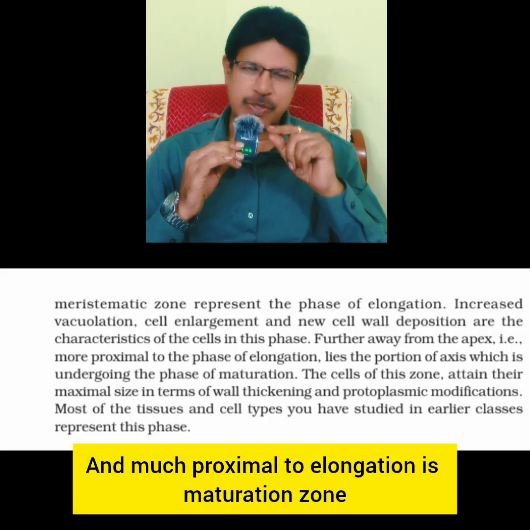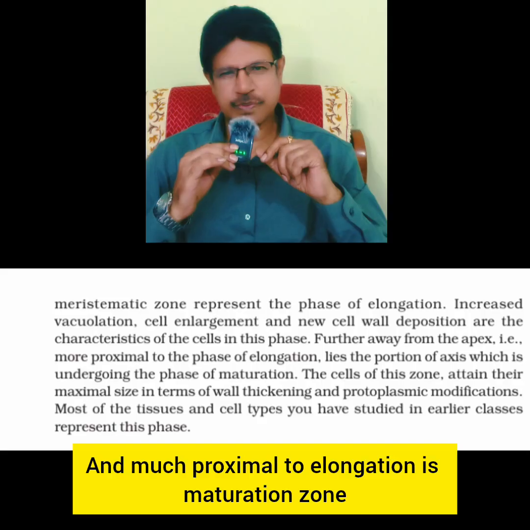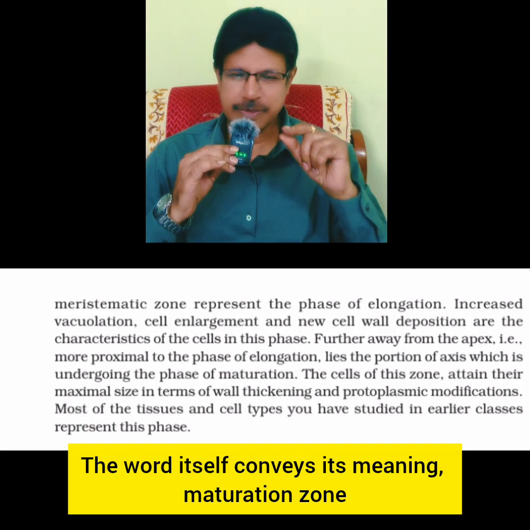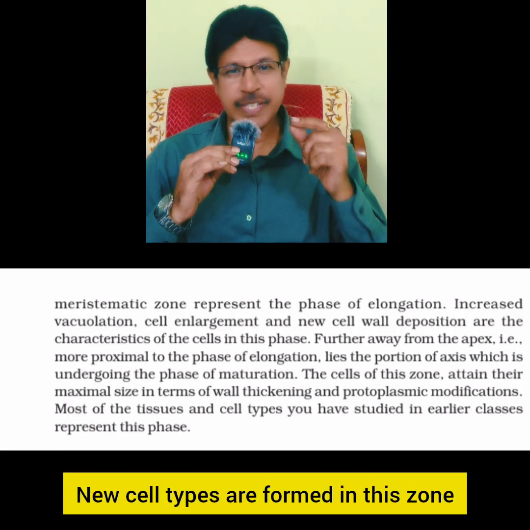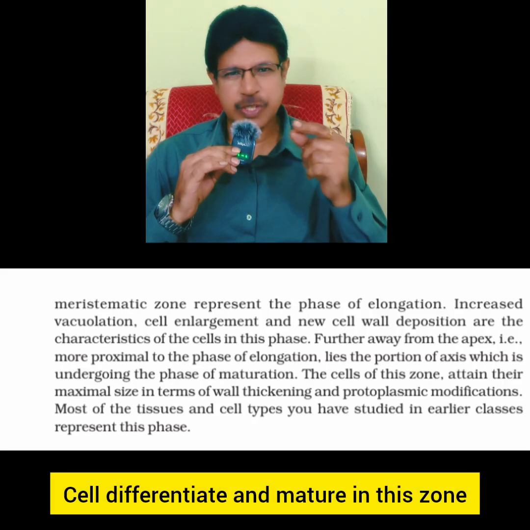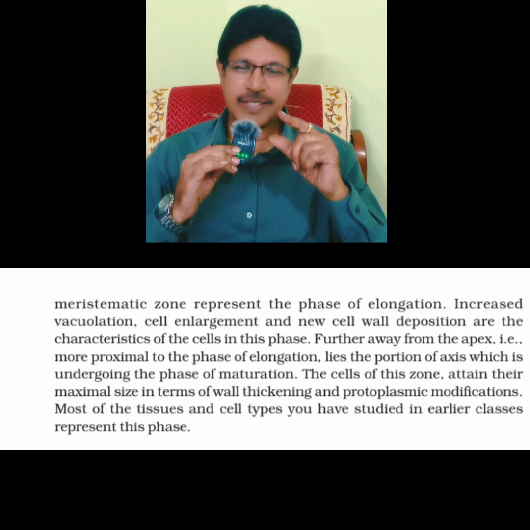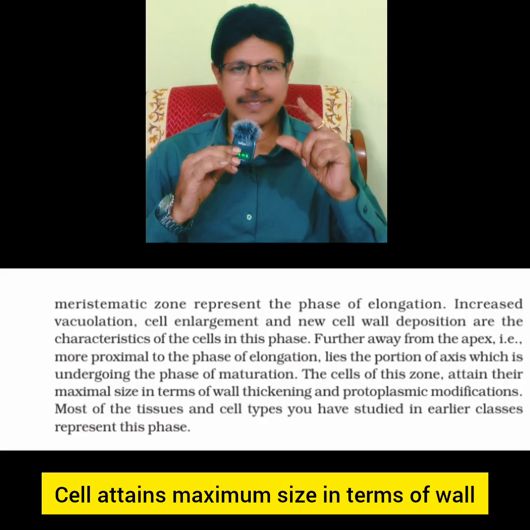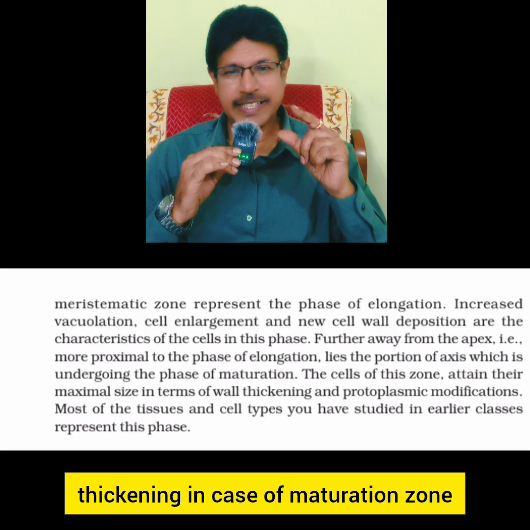And much proximal to elongation is the maturation zone. The word itself conveys its meaning, maturation zone. New cell types are formed in this zone. Cells differentiate and mature in this zone. Cells attain maximum size in terms of wall thickening in the maturation zone.